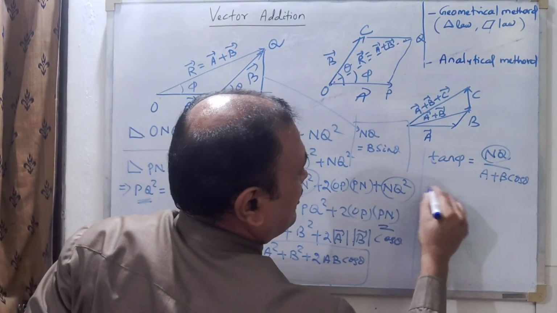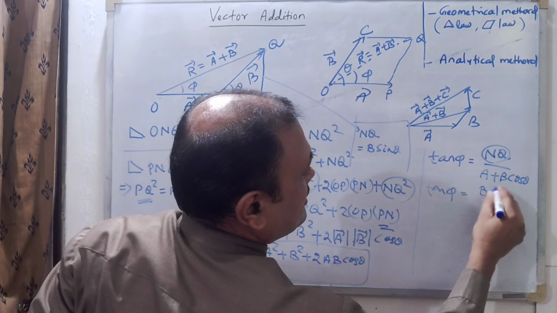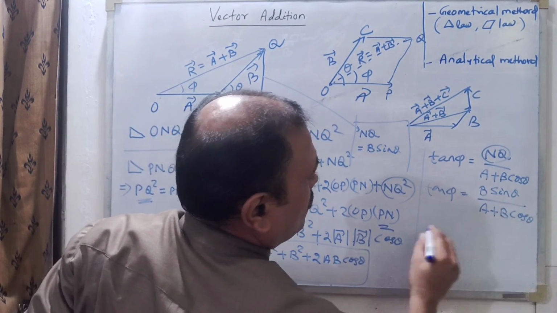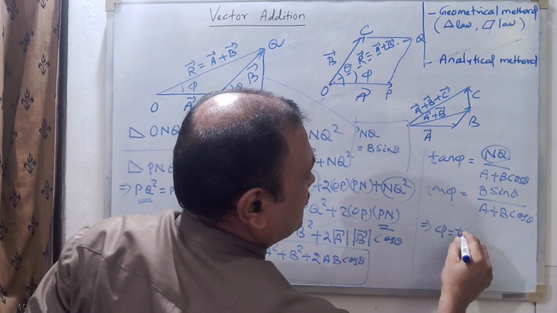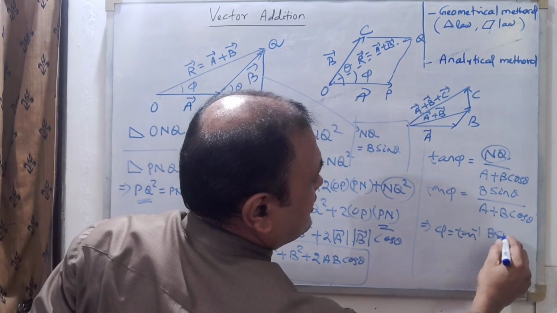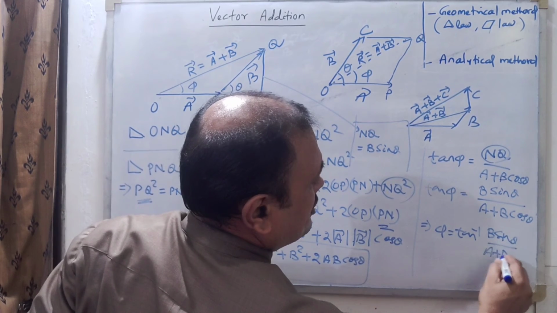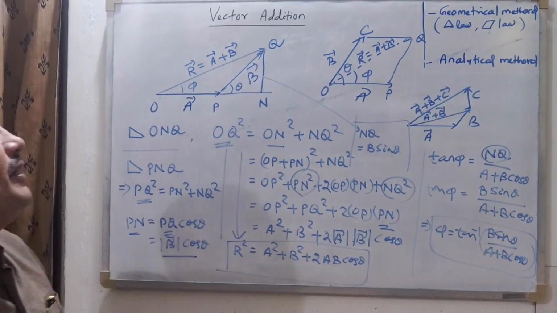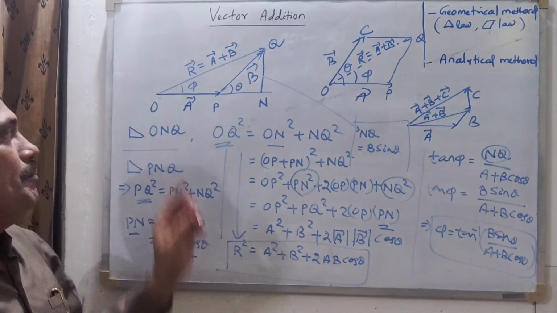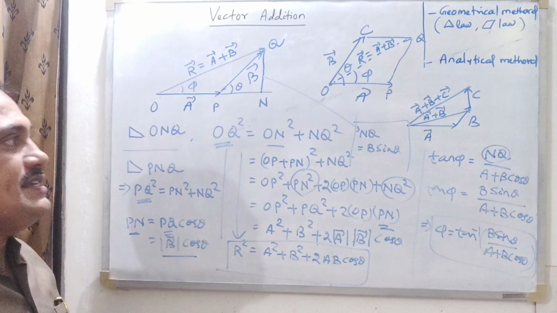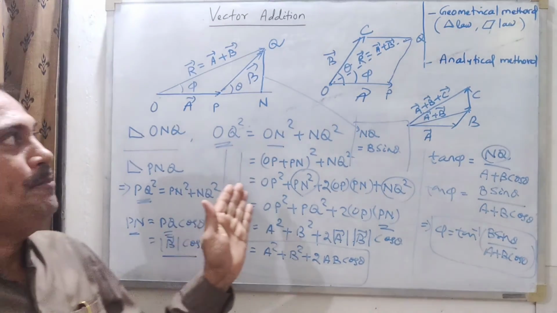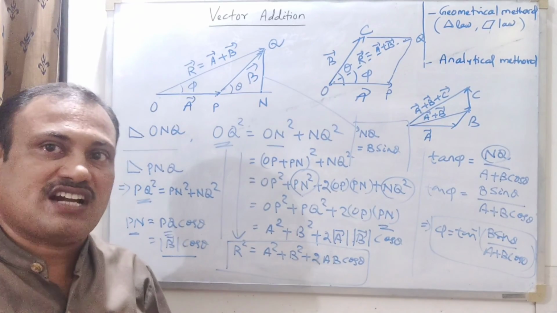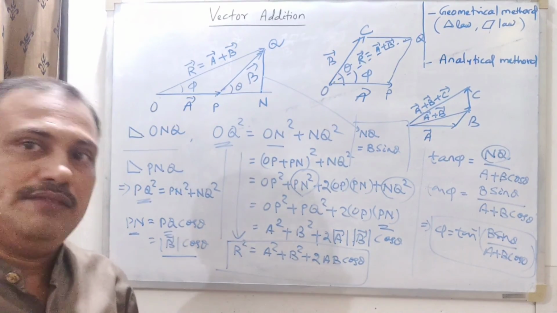That means tan phi is equal to B sin theta by A plus B cos theta, which I can write as phi is equal to tan inverse of B sin theta by A plus B cos theta, which is the resultant angle of the resultant vector A plus B making with the A vector. This is how we can find the resultant of two vectors under addition. We can discuss the applications of these in subsequent classes. Thank you.